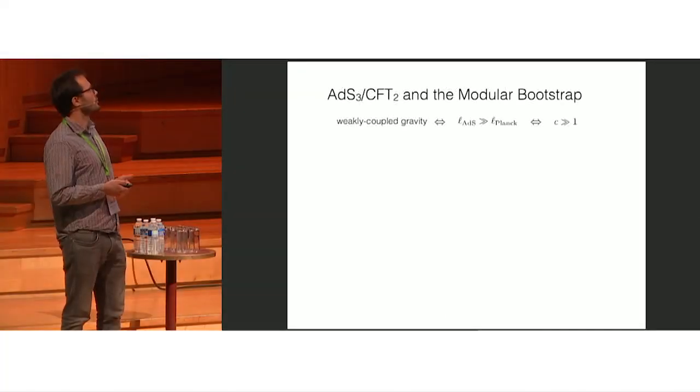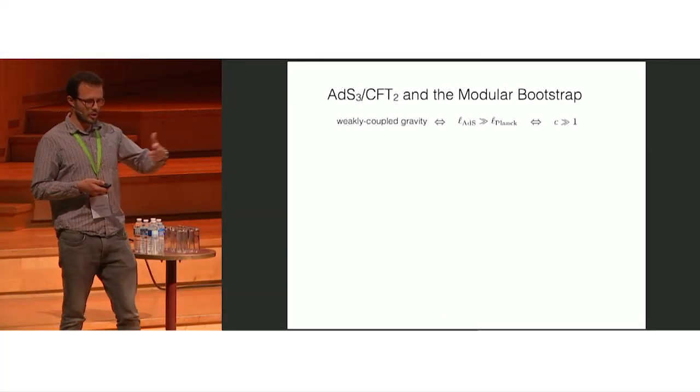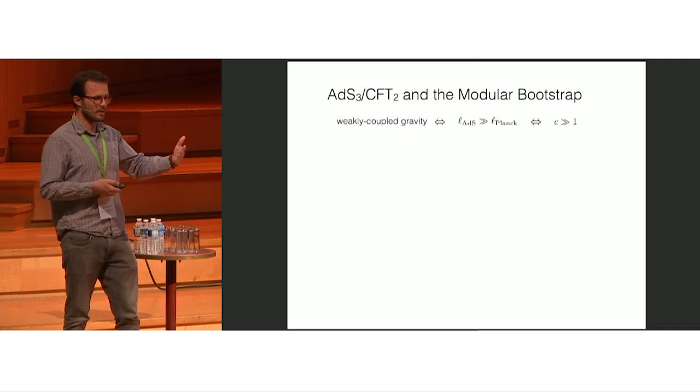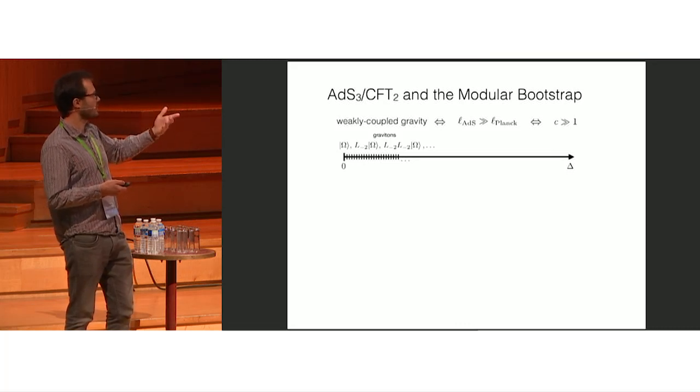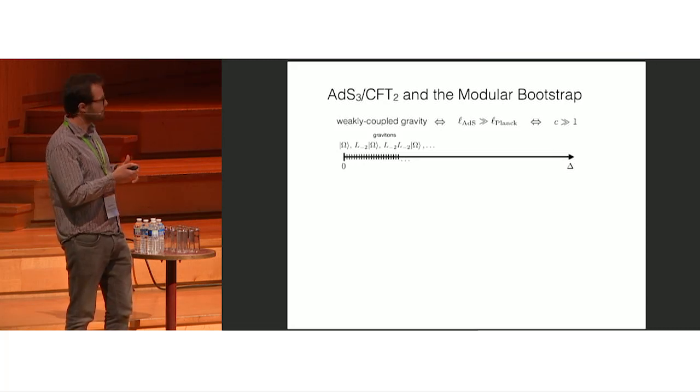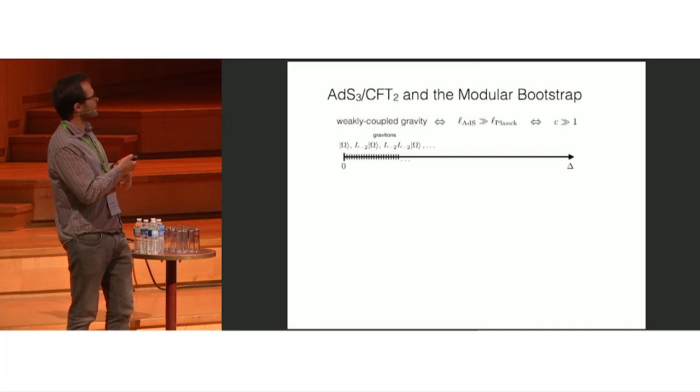AdS3/CFT2 and the modular bootstrap. Well, we are interested in the regime where gravity is weakly coupled. So this means the 2D CFT has a large central charge. This is what a spectrum of such a theory would look like, spectrum of scaling dimensions. There is the vacuum, which is empty AdS.